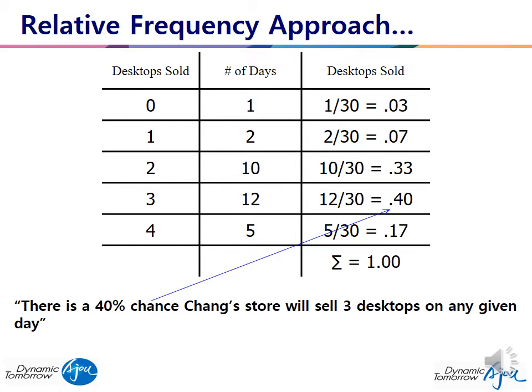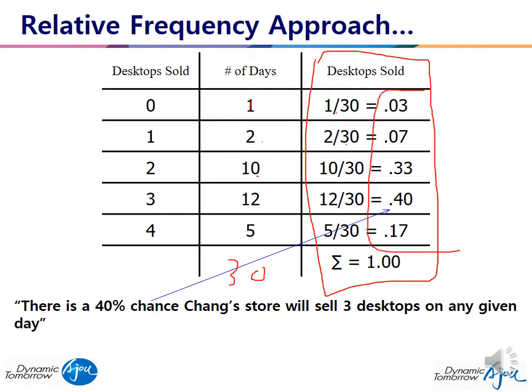So from the previous example, we can construct the probability. This is the desktop sold probability. The total is 30, so 1 over 30, 2 over 30, 10 over 30. Then you can get the probability. So we can interpret this probability. There is a 40% chance Zhang's store will sell 3 desktops on any given day. We can get this probability using the relative frequency approach.